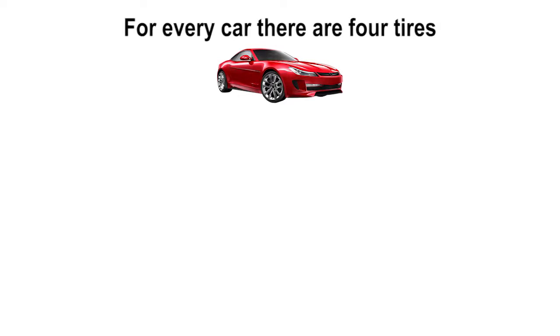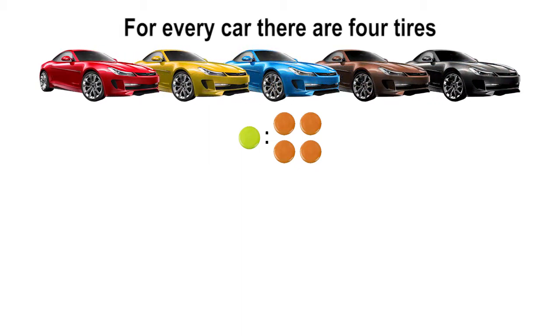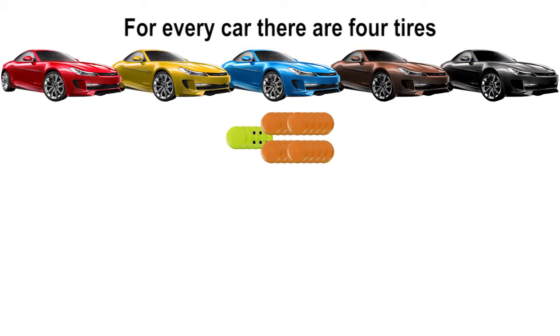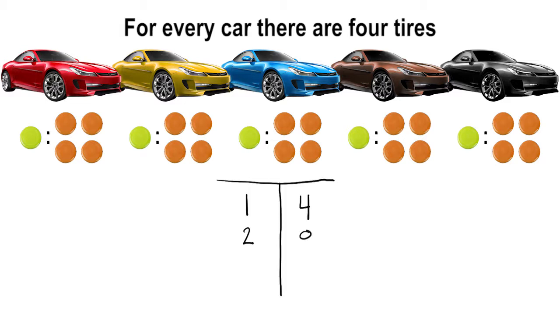For every car, there are 4 tires. One way to represent this ratio is by using 2 colored counters or discs. If our ratio is 1:4 for car tires, then how many tires for 5 cars? Notice that we can copy or iterate the 1:4 relationship again and again to represent how many tires will be needed for 5 cars. Let's create a table to help record the iterations for cars and tires.